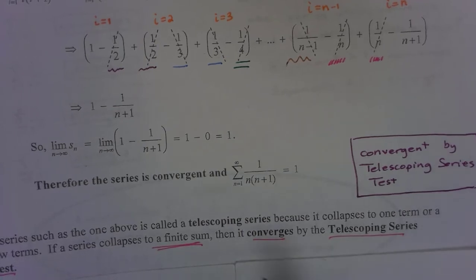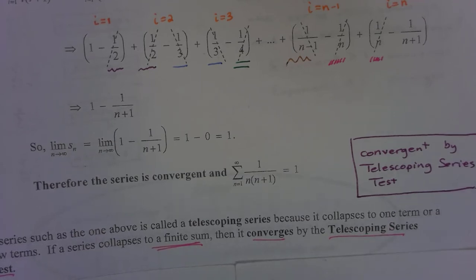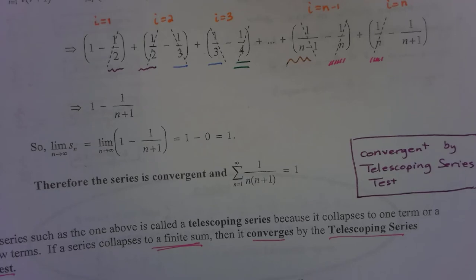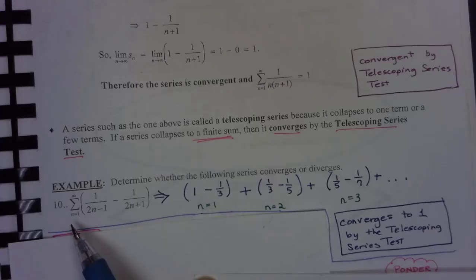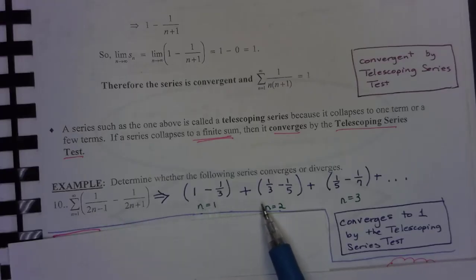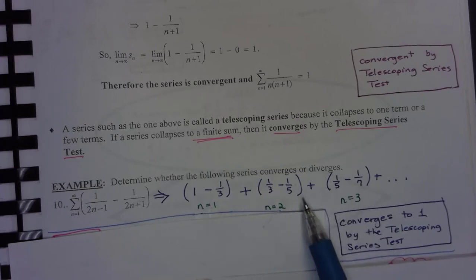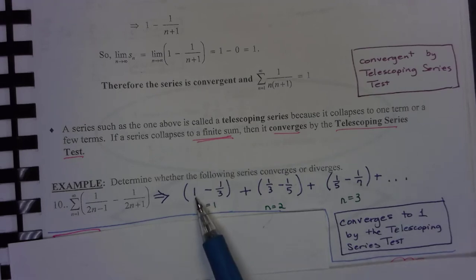A series such as the one above is called a telescoping series because it collapses to one term or a few terms. If a series collapses to a finite sum, then it converges by the telescoping series test. In this example, if we take this series and list a few terms out, you can see what's going to happen, and we are going to converge to 1 by the telescoping series test because we'll have 1 minus a very, very small number.